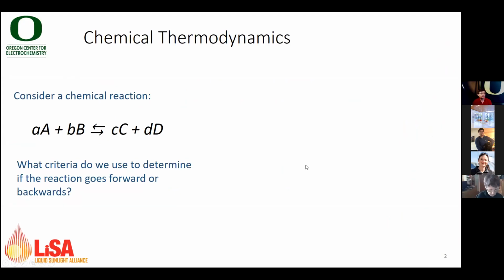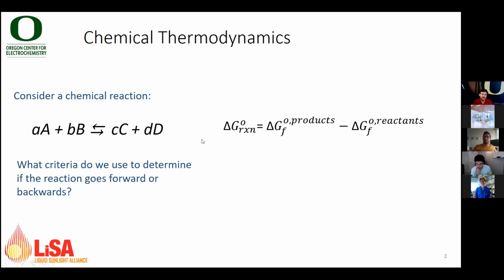chemical thermodynamics, right? So this is freshman chemistry. You have, for example, a reversible chemical reaction. So if I was to ask you, say as an undergraduate, what criteria do we use to determine if the reaction goes forward or backwards, if the net rate is forward or backwards? Well, usually, free energy, and this is the standard state free energy of this reaction, delta G of the formation of the products minus the reactants. Okay, so you know that.